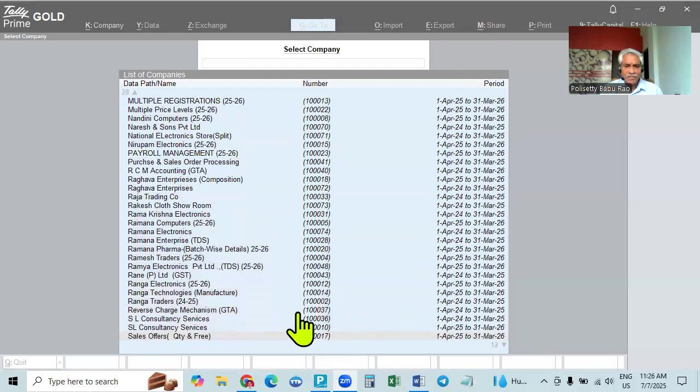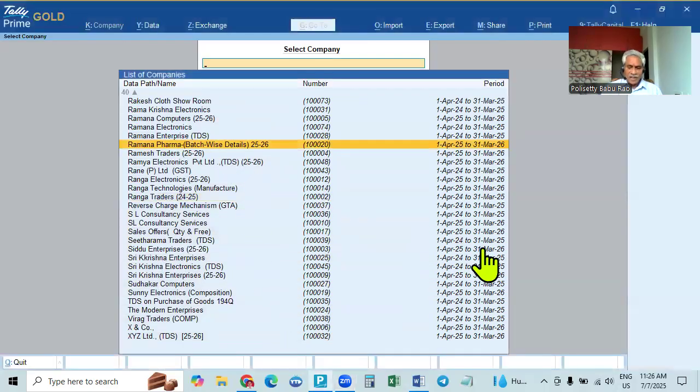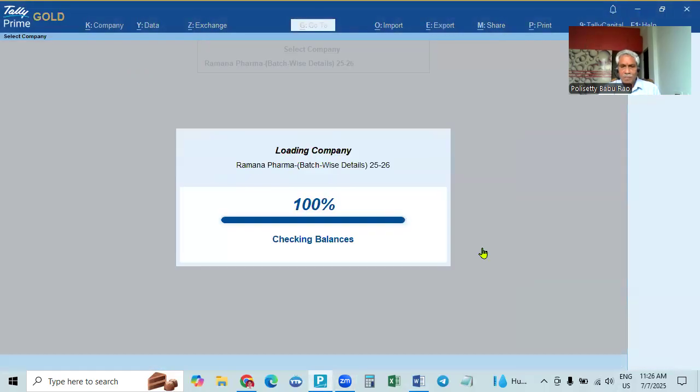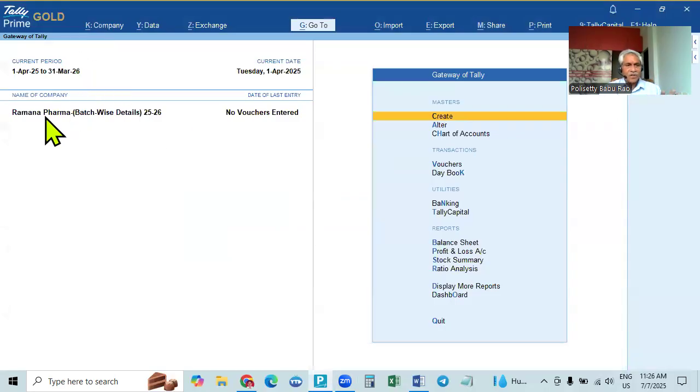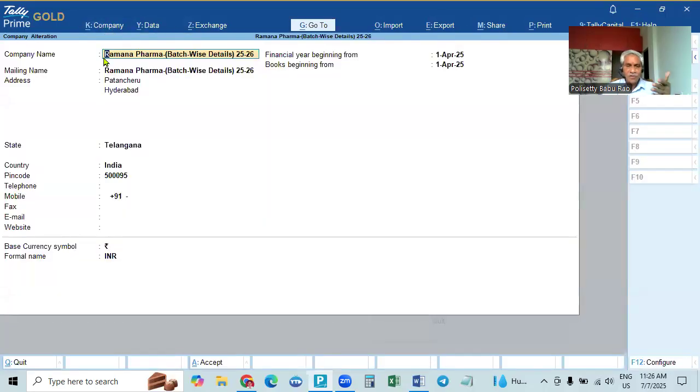a company in the normal way. We create the company in the normal way. We know how to create the company. So I created a company. I created the company, Rama Pharma, that is a medical business I took. So this will have its expiry date also. So go to the Alt K company menu, go to alter. So you will see how the company is created.